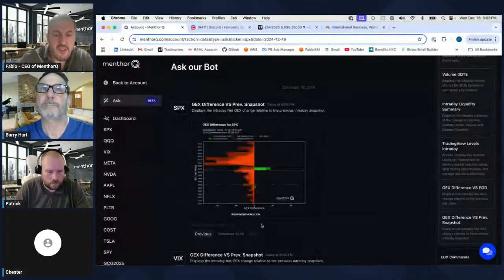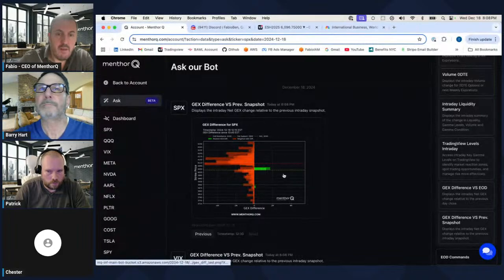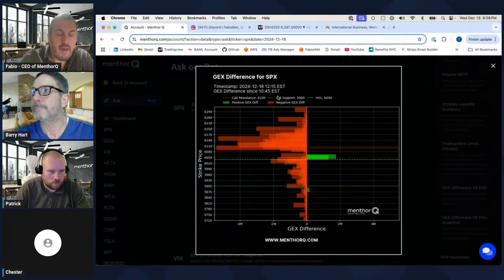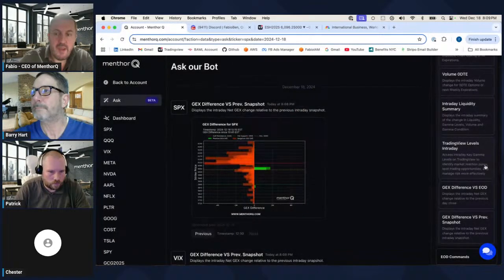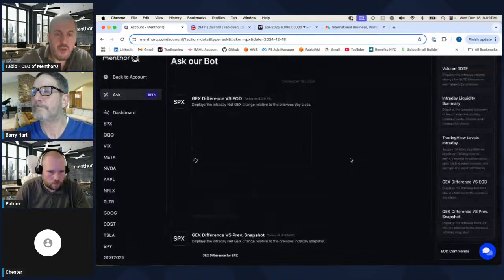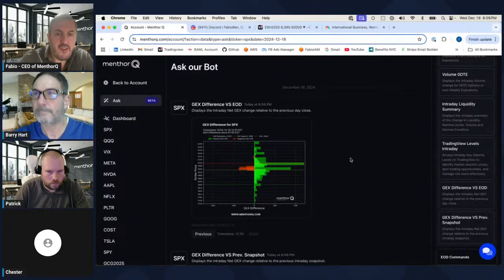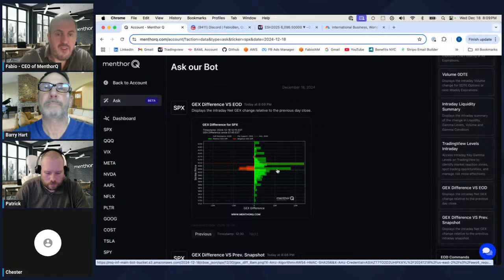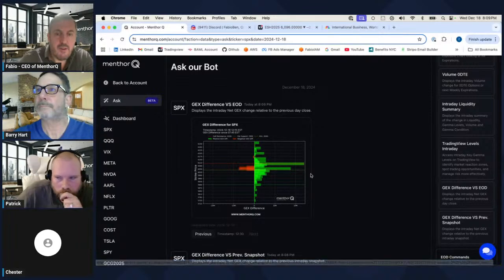So here we can see our latest timestamp at 12:30. We see a lot of negative positioning versus the previous snapshot, so versus our 10:45. And we can also quickly see the change in gamma versus the previous day, so versus yesterday. We started positive today with positive gamma in the morning versus the previous snapshot.